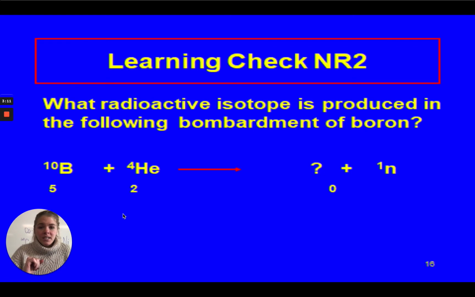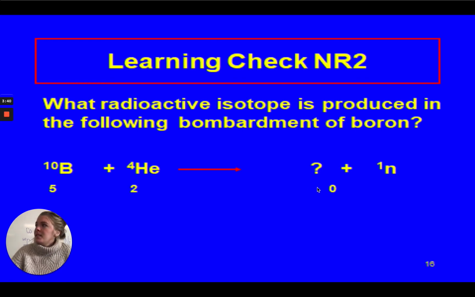So what radioactive isotope is produced in the following bombardment of boron? Here you can see that a bombardment puts our alpha particle first. So we have boron plus an alpha particle gives us something and a neutron. This 0 should be over here. So what do we have up top here? 10 plus 4 equals 14, correct. So we should have 13 as our atomic mass at the top, because the neutron takes 1. And then we have 5 plus 2 at the bottom, which is 7.